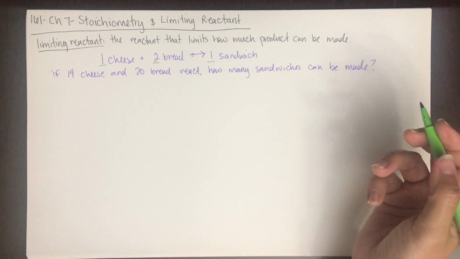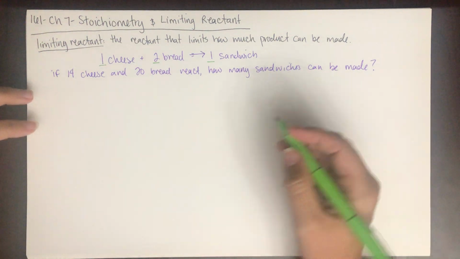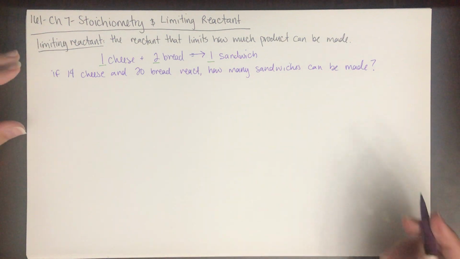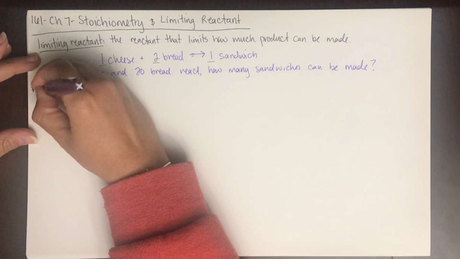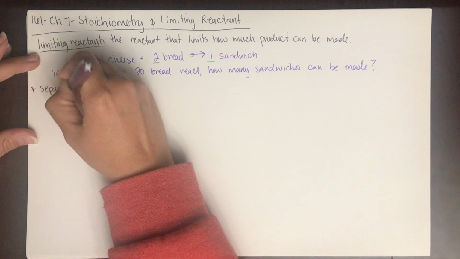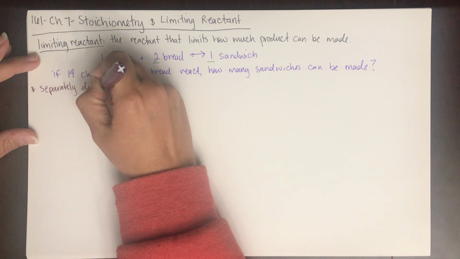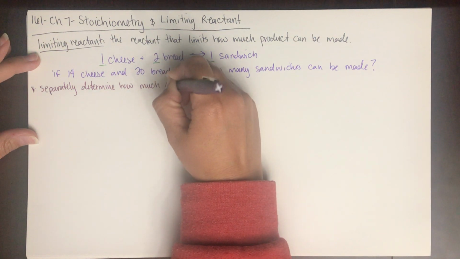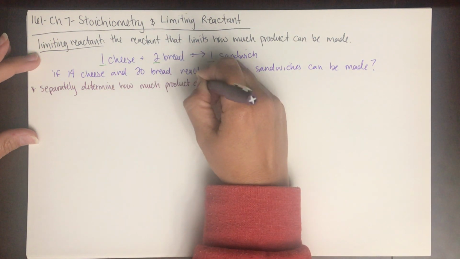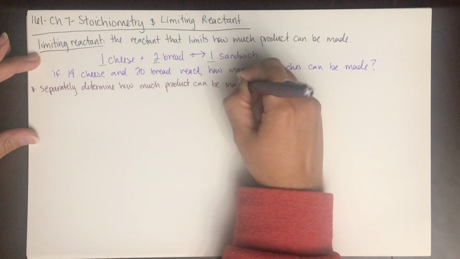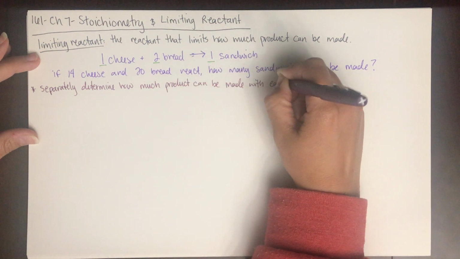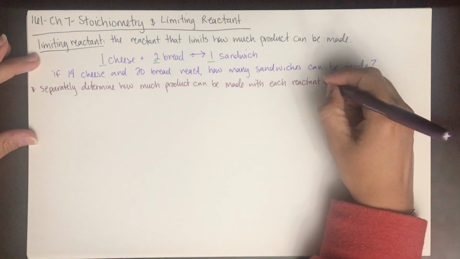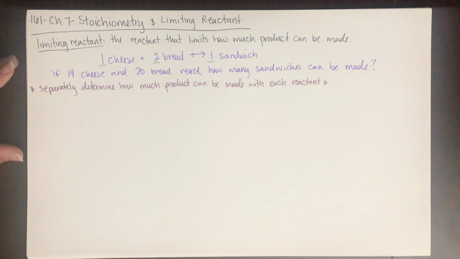So what you're going to do is separately determine how much product can be made with each reactant. Separately, individually, however you want to think about it. So let's do the cheese first.